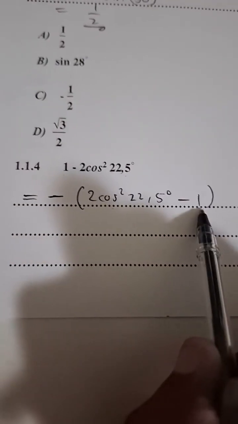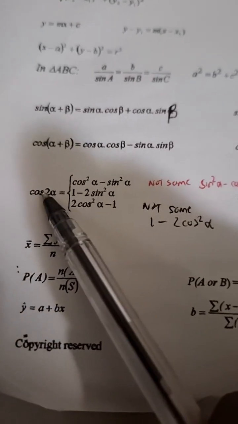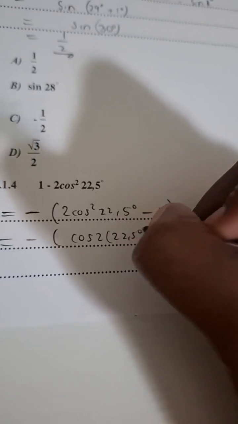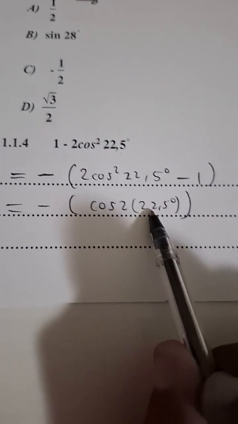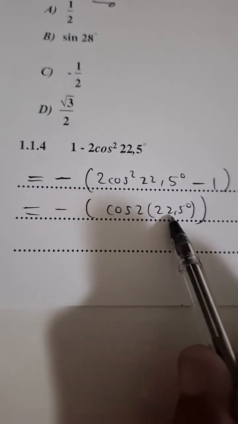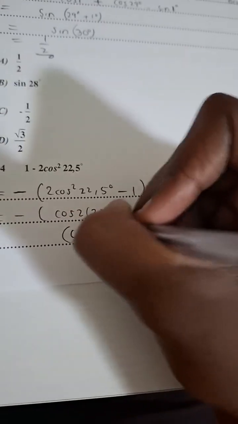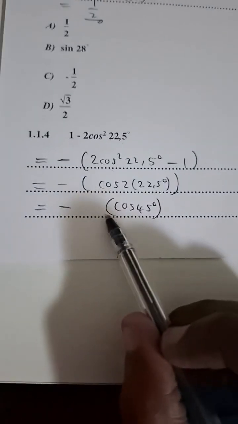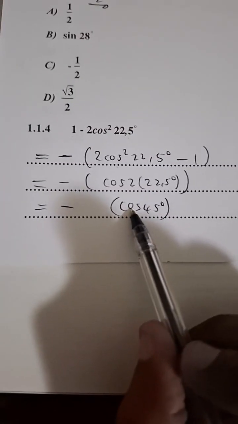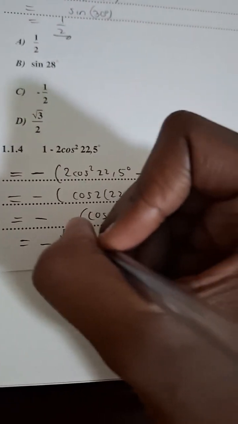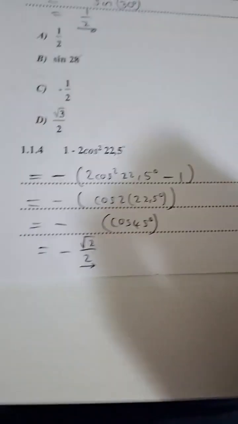Now this here, you can clearly see, is the expansion of the double angle cos. So we say minus, in brackets, cos 2 times 22.5 degrees. And what's 2 times 22.5? That gives us cos of 45 degrees. But remember, it is negative cos of 45 degrees. What is this? It is the special angle. So we utilize our calculator and we should get negative root 2 over 2.